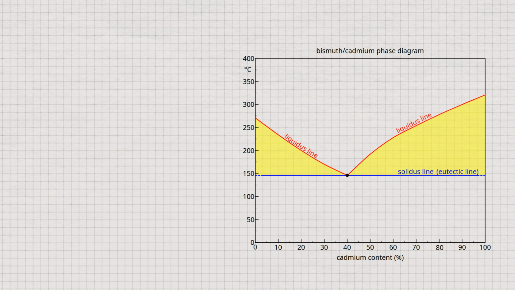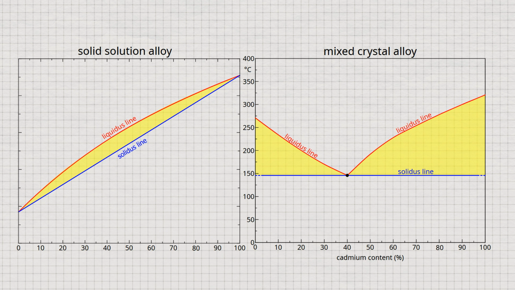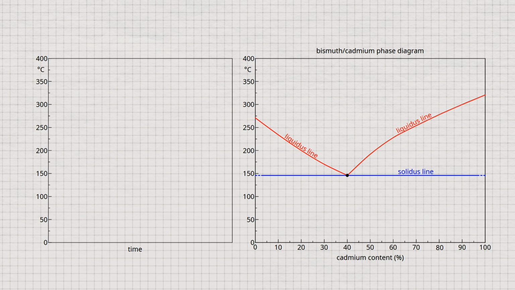It should be noted that in mixed crystal alloys there are two two-phase regions, to the left and right of the eutectic point, whereas in solid solution alloys there is only one two-phase region. The phase diagram of a mixed crystal alloy therefore differs fundamentally from that of a solid solution alloy. So note, while the lines in the phase diagram of a solid solution alloy mark a lenticular two-phase region, the lines in a mixed crystal alloy form the letter K rotated by 90 degrees. In the following we will take a closer look at the microstructure formation of different alloys. We start with the example of the eutectic alloy with 40% cadmium.